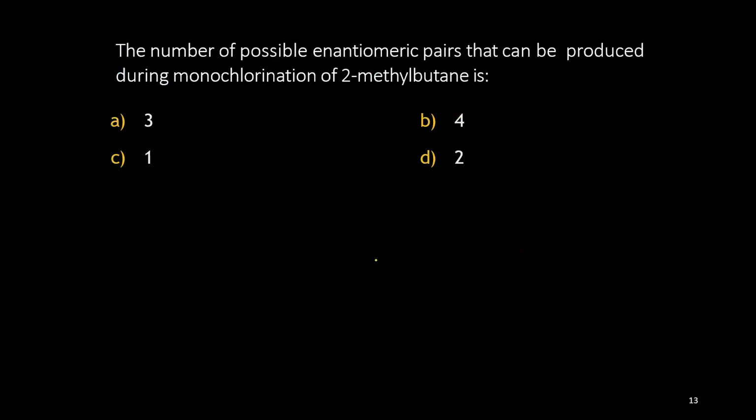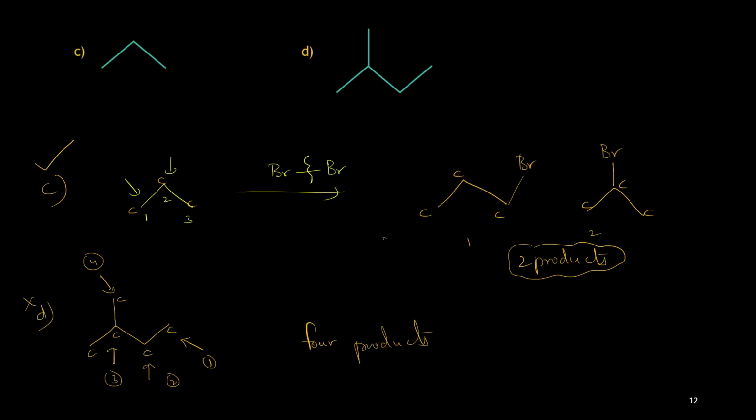So now this one: the number of possible enantiomers that can be produced during the monochlorination of 2-methyl butane. So what is the meaning of enantiomers? That is nothing but different kinds of products that can form from a single structure. For suppose you take all this. So what is this? This is nothing but C3H7Br. But I can write C3H7Br in 2 ways. One is this way or this way. So from a given structure, how many possible ways can you form a product? That's nothing but the enantiomers.